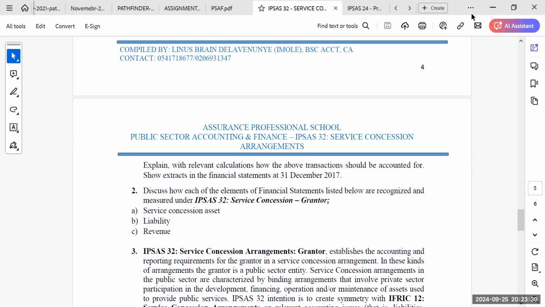Subsequent measurement should be in line with IPSAS 17 and IPSAS 31, where the grantor can elect either the cost model or the revaluation model. That is it. Okay, that is it.